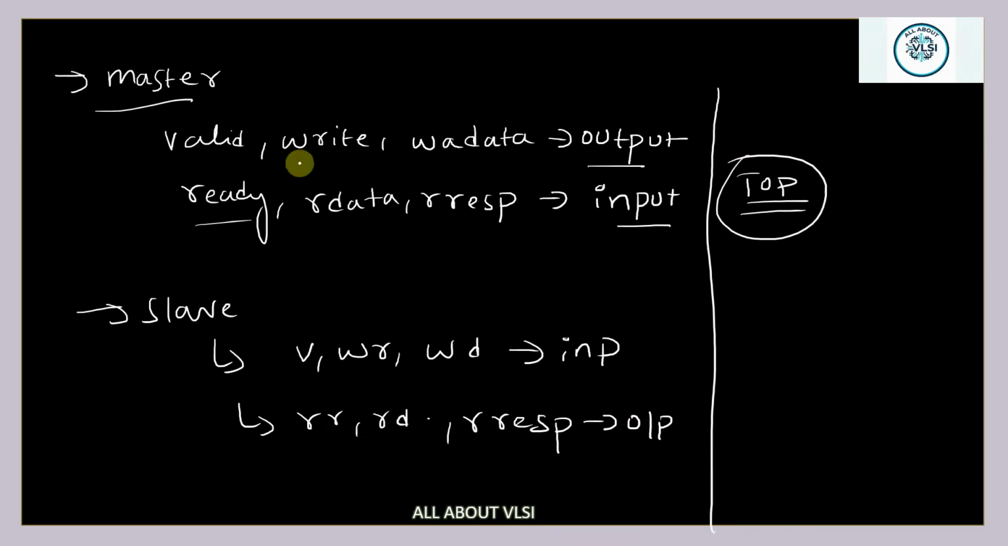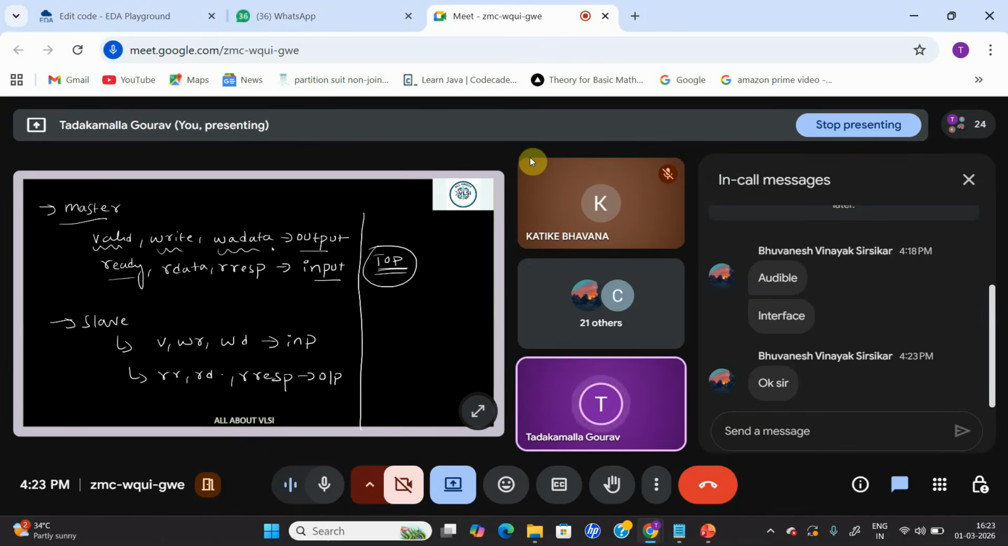Now, can anyone tell me, in the top module, which data type I need to declare the signals valid, write, and W data with, reg or wire? So in my top module, all these valid, write, and W data signals, which data type should I declare them with? Reg or wire?